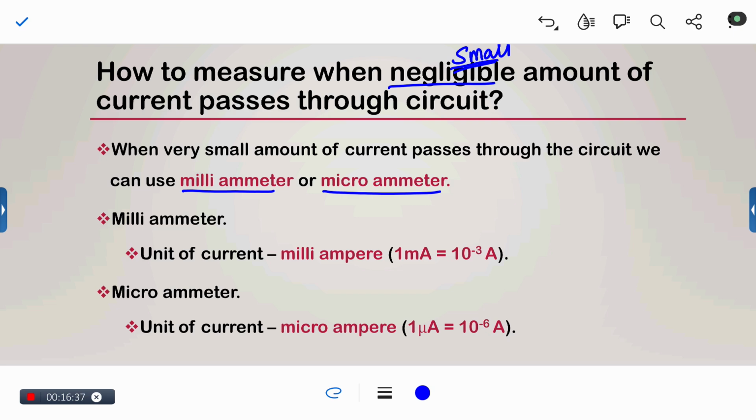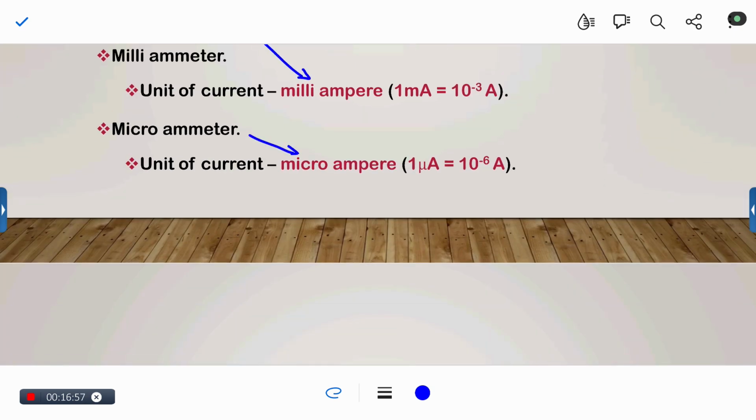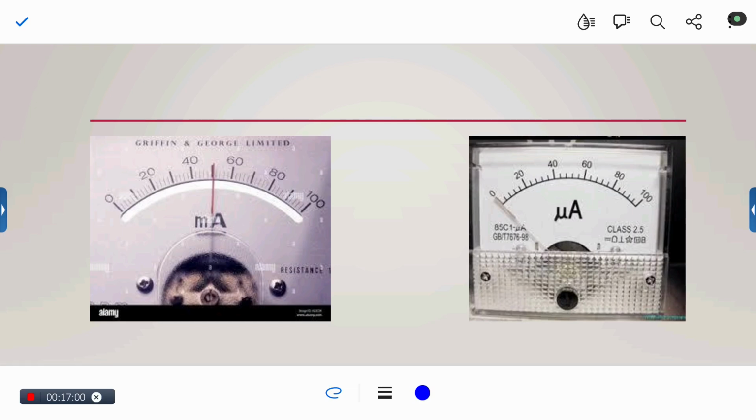So what two devices are we going to use over here? One is milliammeter and another one is microammeter. Whenever you are using milliammeter, the unit of current is expressed in the form of milliampere. And if you are using microammeter, the unit of current is expressed in the form of microampere. So the circuit diagram will be like this. If you observe this given diagram, here mA is there. This represents the given device is milliammeter.